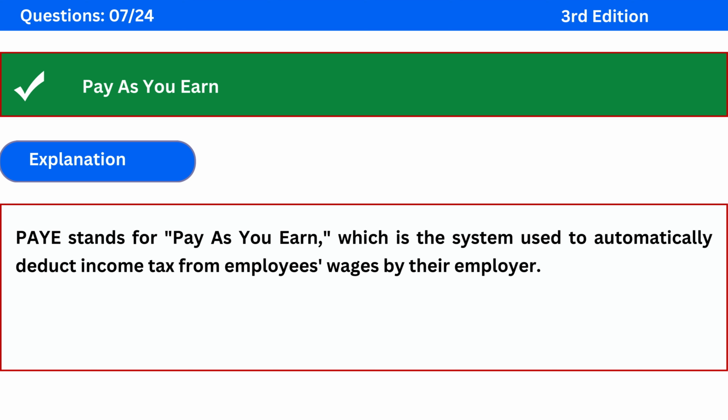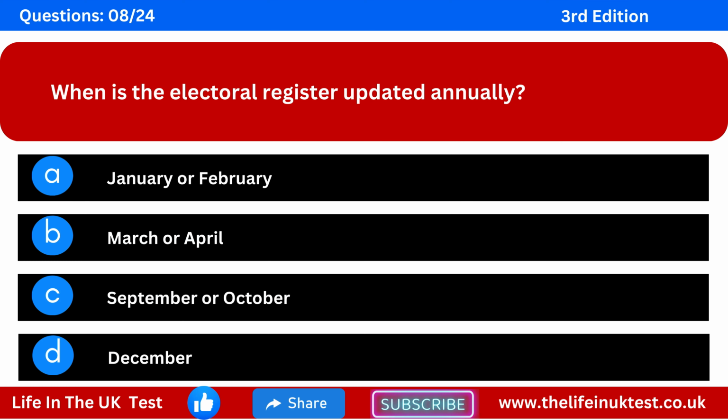wages by their employer. When is the electoral register updated annually? Option A, January or February. Option B, March or April. Option C, September or October. Option D, December.